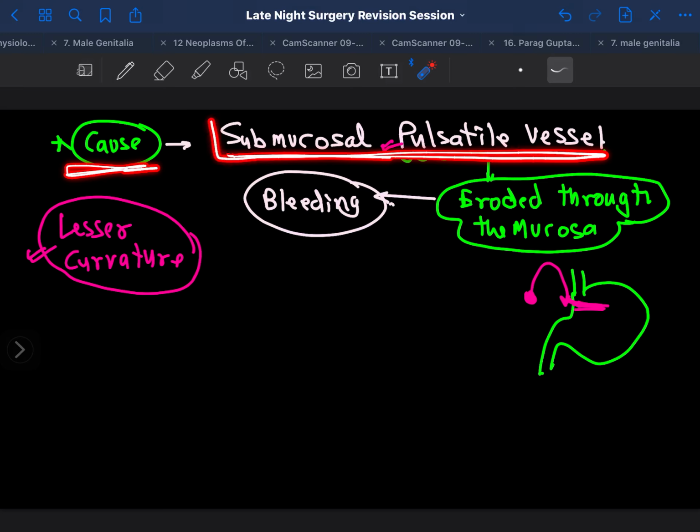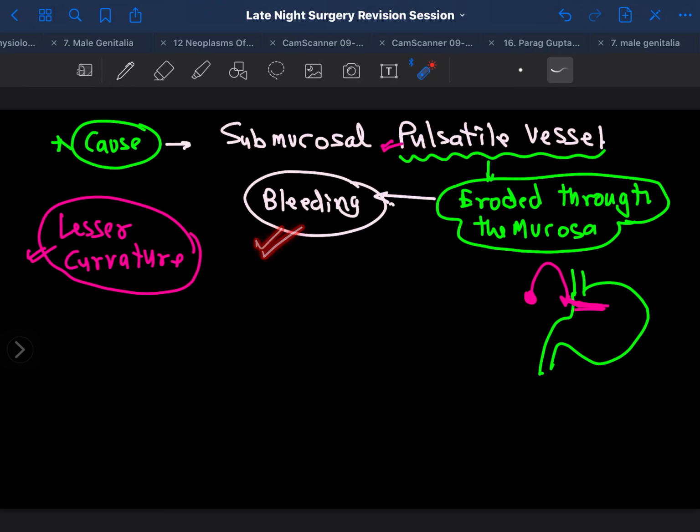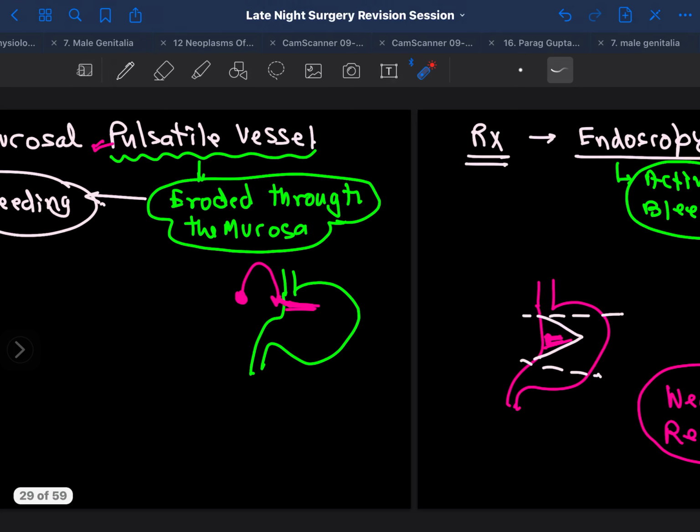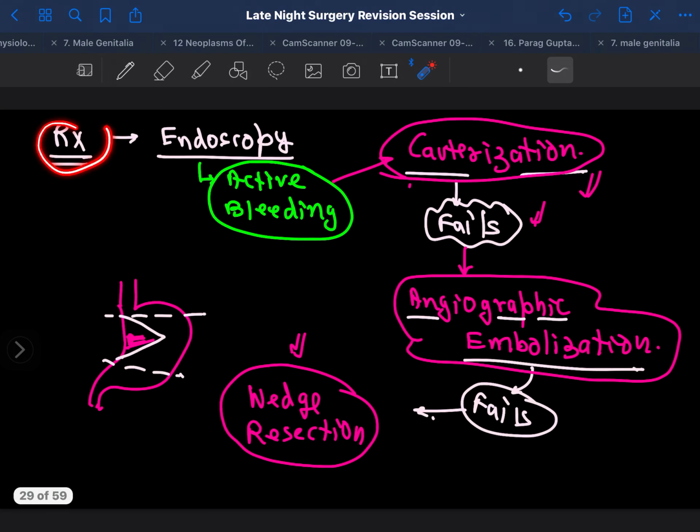That's fine. Now, what about the cause of this, guys? The cause is a submucosal pulsatile vessel. So you have a submucosal pulsatile vessel which is present over here. This submucosal pulsatile vessel has eroded through the mucosa, and this is the one which has led to the bleeding, and this is usually occurring on the lesser curvature. Why? Because on the lesser curvature you have the left gastric artery, which is a direct branch from the celiac trunk, and this has kind of eroded through it, and there has been a kind of pulsatile bleeding which has happened over here. Right.